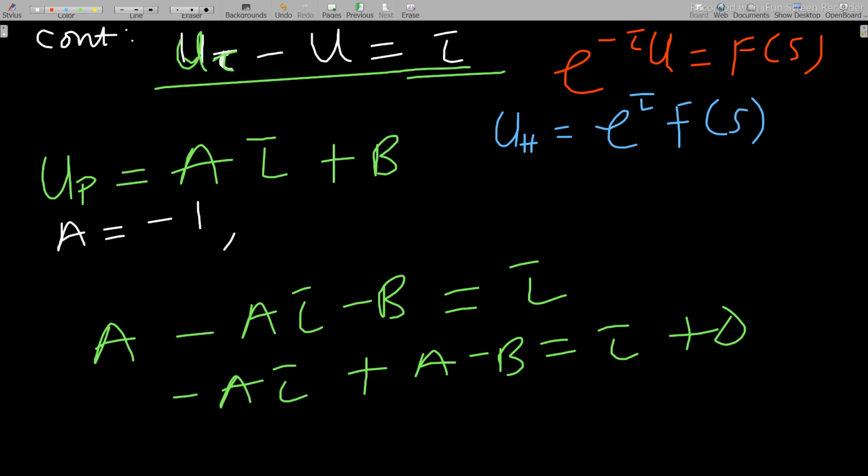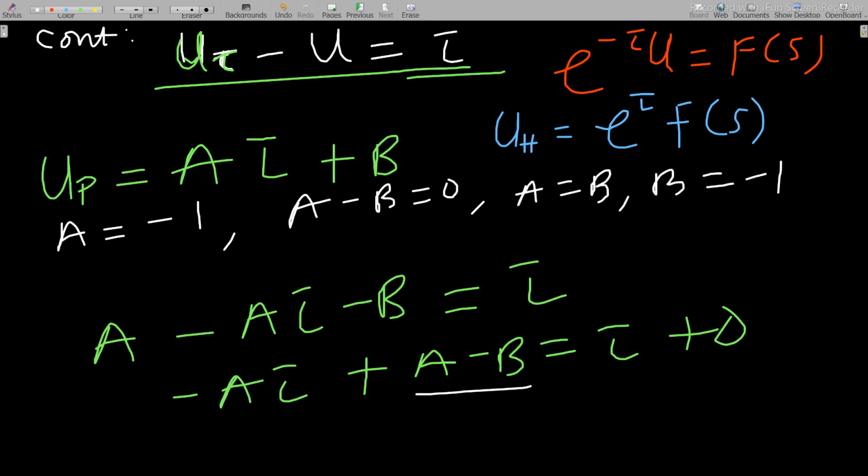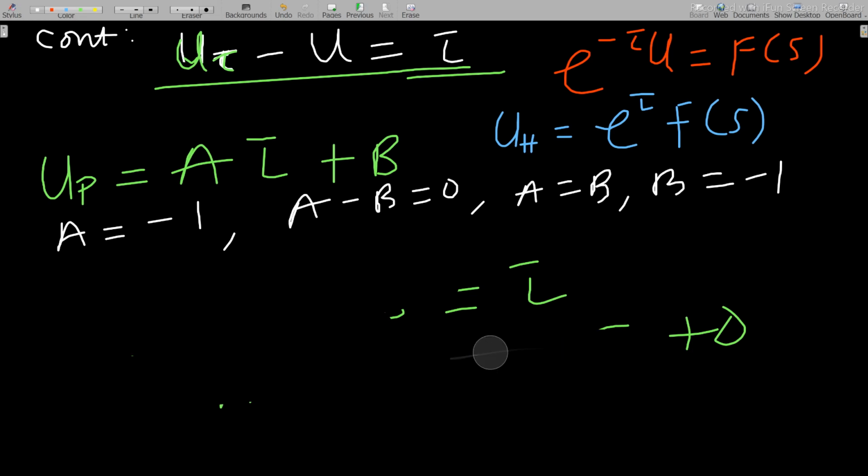Then a minus b is also equal to 0. So a minus b is equal to 0, and this means that my a here is equal to b, so simply b is equal to minus 1. I hope you get it. Since they are the same, a is equal to b, so whatever I get for a is the same as b, okay. So let's come back and write our particular solution.